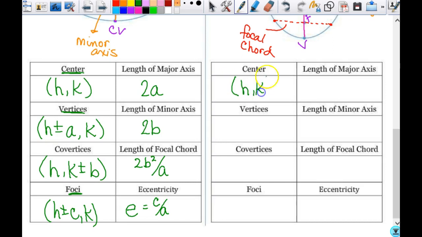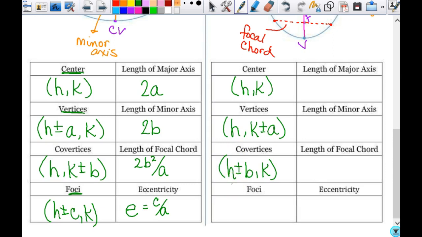So if it's a vertical orientation, then it's still (h, k). Remember, the vertices line up with the foci and the center, and it would be vertically this time, so that's going to be a change in your y. So h stays the same. And remember, the a and b don't always go with x or always go with y. It's always with the major and always with the minor. So it's k plus or minus a. Okay, a always goes with the vertices. That's how you find the vertices. Co-vertices, you use b. When it's a vertical orientation, b is your horizontal, so it's h plus or minus b.